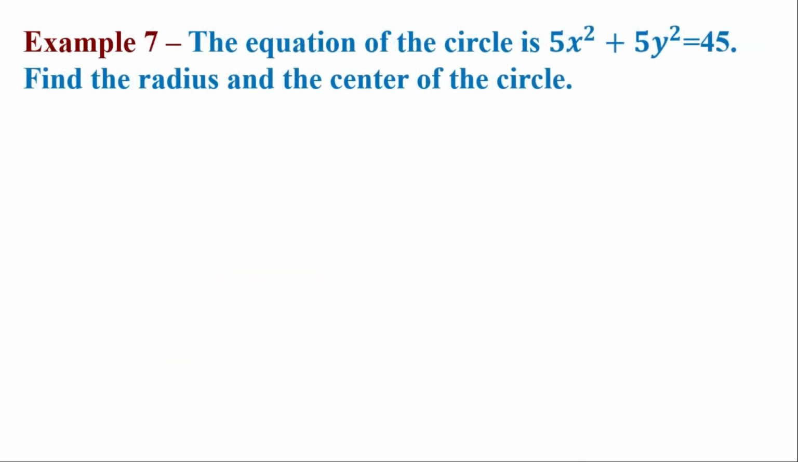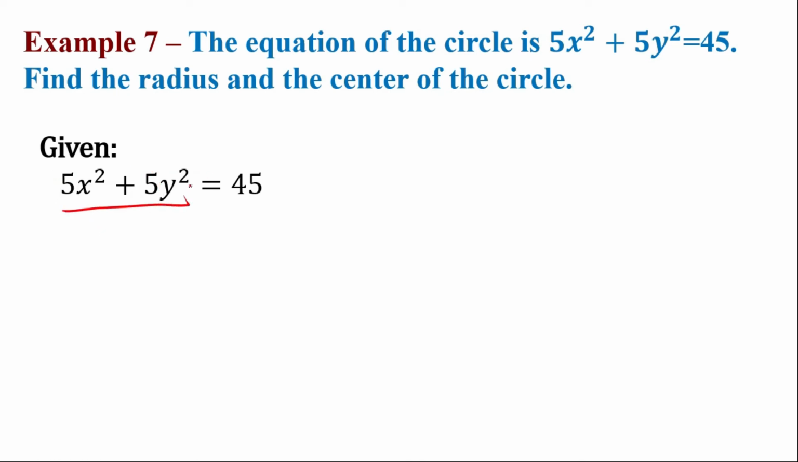Now number 7, the equation of the circle is 5x squared plus 5y squared is equal to 45. Let's find the radius and the center of the circle. Now in the given, let's write the equation first. Now let's study the equation. It has nothing to do with the equation of the circle, because the equation of the circle whose center is at the origin doesn't have any coefficients on its x squared and y squared terms.